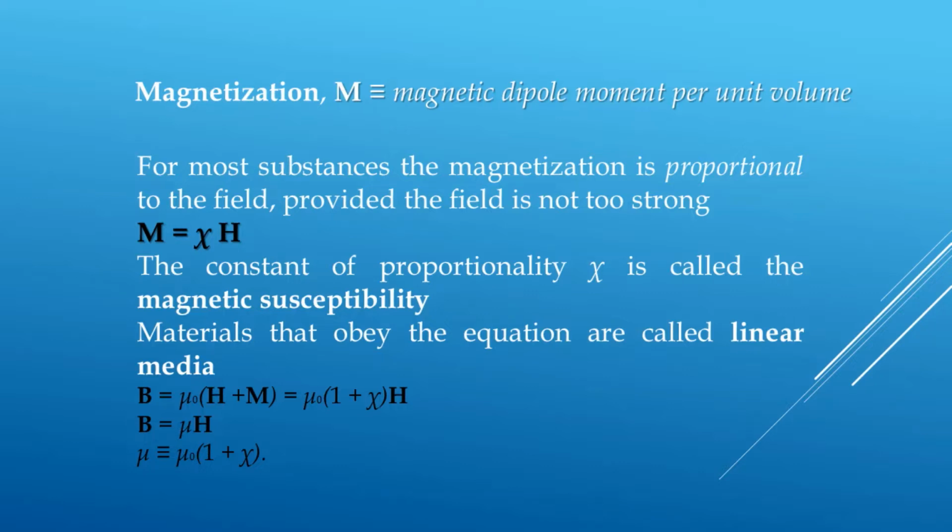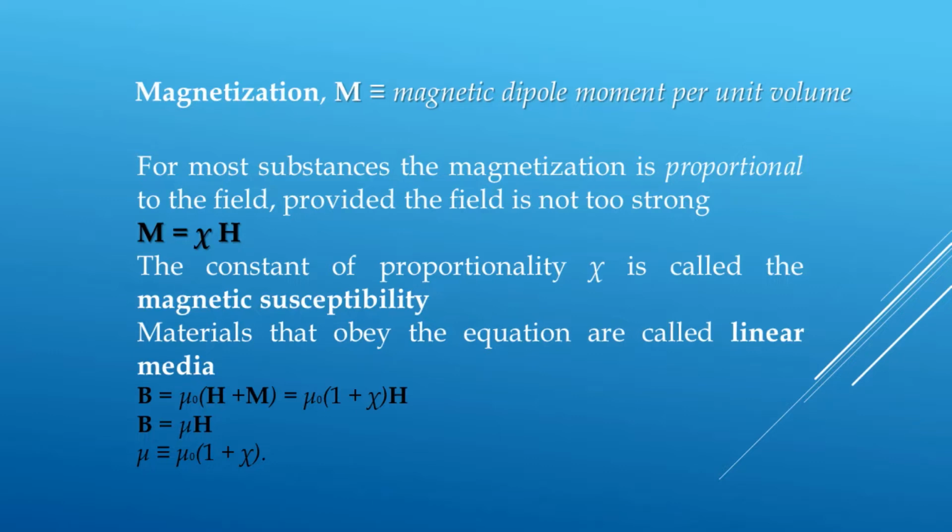So those materials that obey this equation, that is M is equal to chi H, are called linear media. And the materials which do not obey this equation are nonlinear.